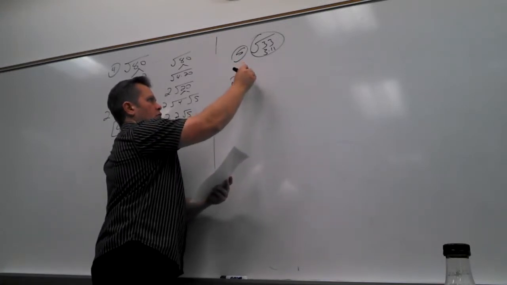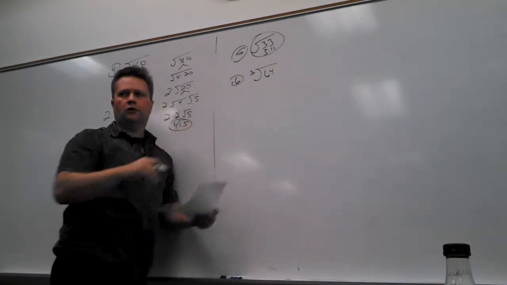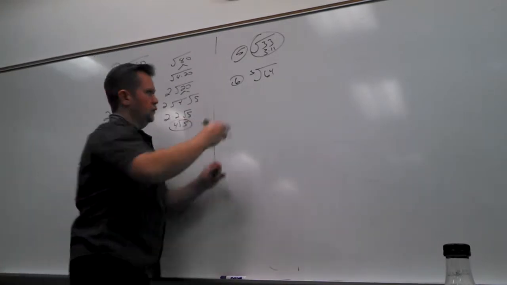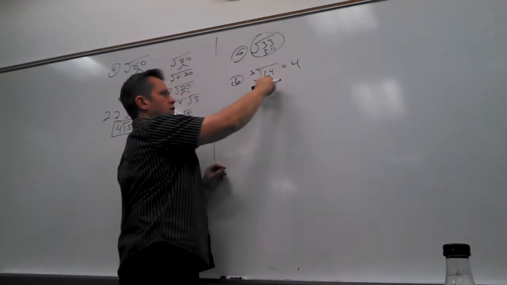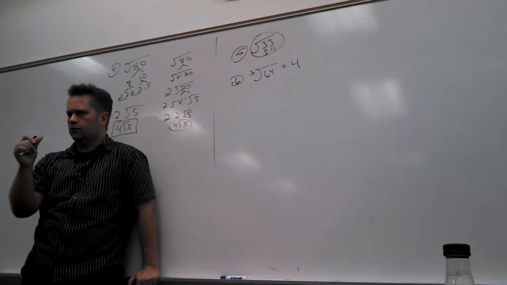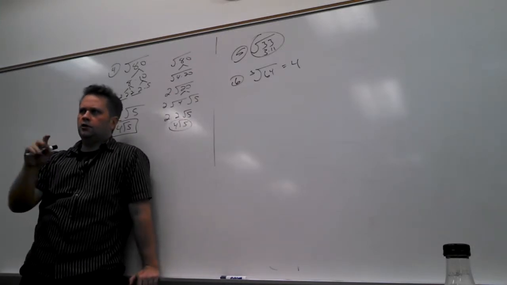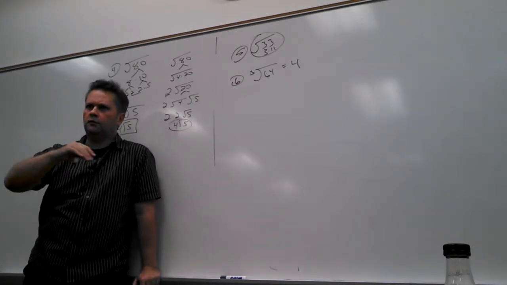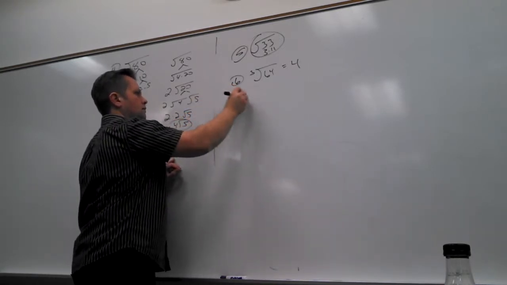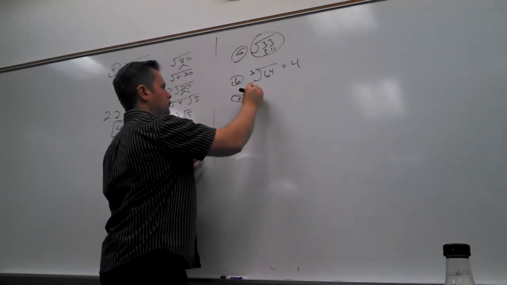Now we finally get to some cube roots. Cube root of 64, of course, is just 4, because 4 cubed is 64, right? So it's one of those you should know. You've got to know some of your cubes, some of your squares, some of your 4th powers even. What about cube root of 40?